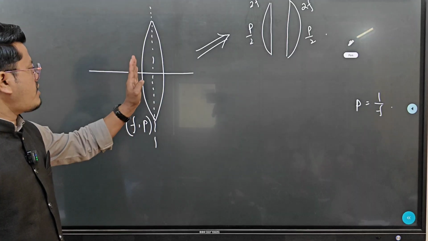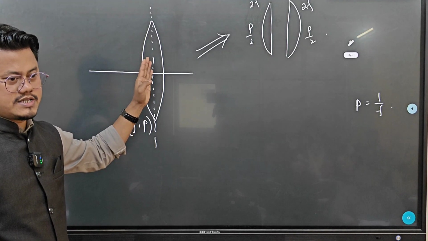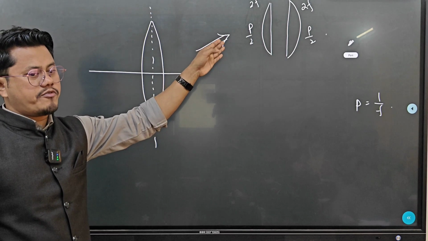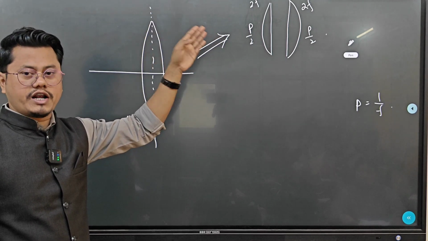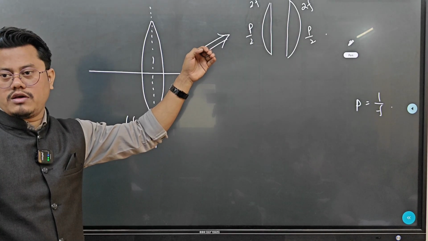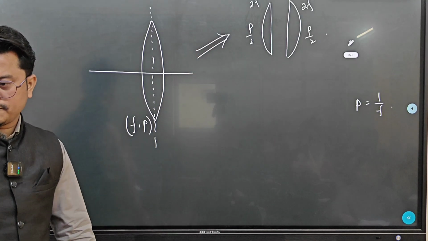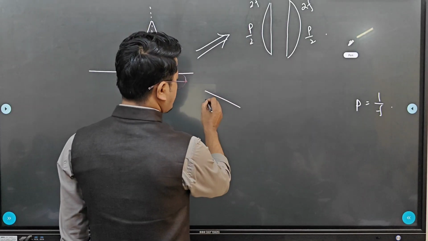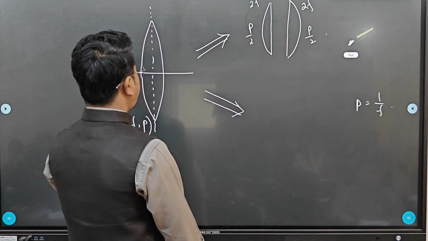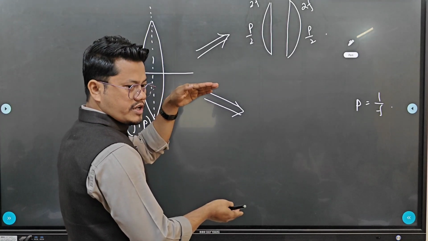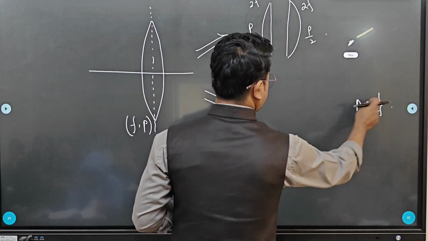So if I cut a lens, especially a convex lens, vertically, you'll be able to see the focal length of the half part will increase by 2 times, and the power will be p by 2. Understood or not? This is one of the cases, just write it down afterwards. And this is another case. What will happen if I cut the lens in 2 equal halves horizontally? Then I'll get a structure like this or not?